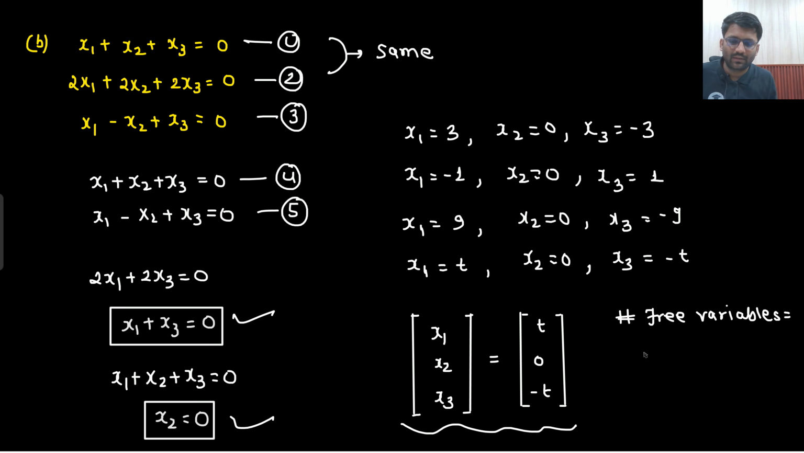What is the number of free variables you are having? Only one free variable, no? Because this is fixed. This is free. That, sir, I can take any value. If t takes value 1, then minus t will take value minus 1. If t takes value 3, then minus t will take value minus 3. If t takes value 9, then minus t will take value minus 9. So number of free variables is 1.